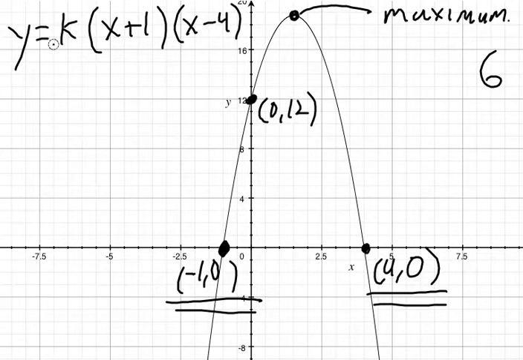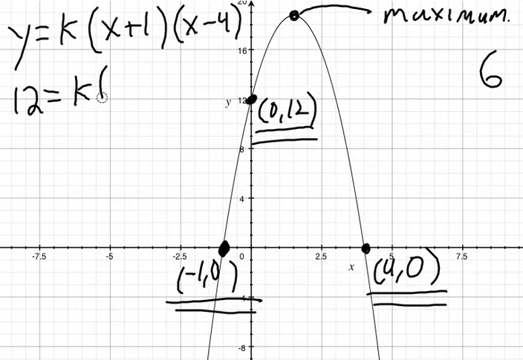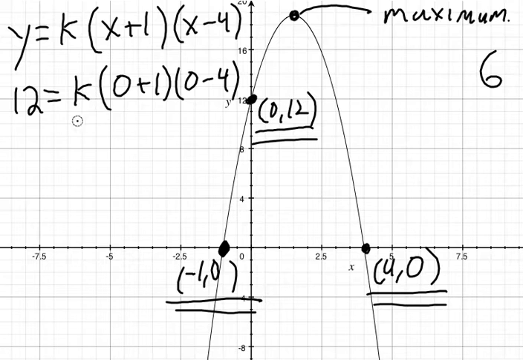The only thing we don't know is the k value, and that's where that third point is going to come in. What we're going to do is take 12, which is the y value, and rewrite it in place of y. So y is 12. k is unknown. And then we're going to use the x value of 0 plus 1, and then once again that x value of 0 minus 4. At this point, we have an equation that has only one unknown, which is k, so we can solve for that unknown and find the k value.